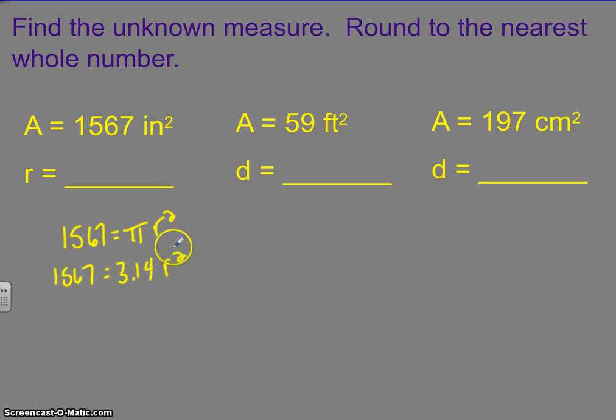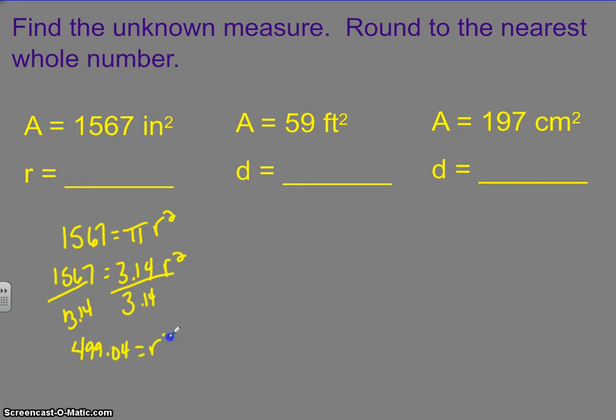Okay, so I have something times r squared equals 1567. The first step would be to get rid of that something, which is 3.14. And I'm writing a little crooked. This tablet's a little odd for me to write on. So 1567 divided by 3.14 gives us 499.04.